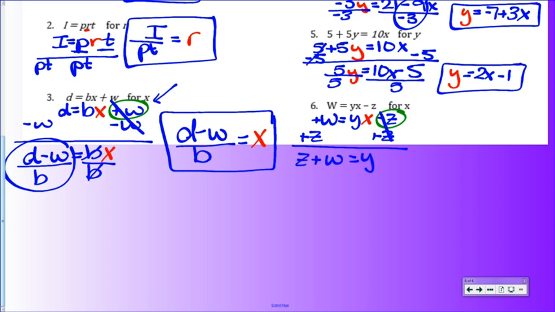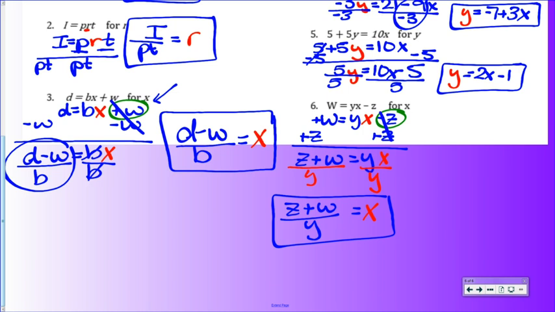Equals y times x. And then to get x by itself, we need to cancel out this y. So we're going to divide by y on both sides. So our final answer is x equals z plus w divided by y. And we can't simplify because these are not like terms and we can't simplify any coefficients. So there's your final solution.